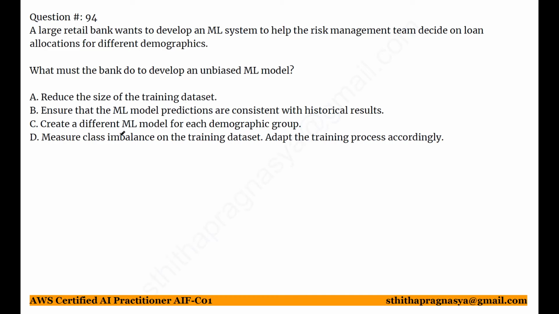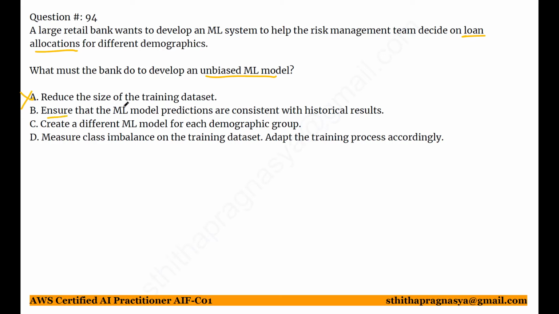The question here asks what a retail bank should do to develop an unbiased ML model to assist with loan allocation decisions for different demographics. Reducing the size of the training dataset would lead to less data for the model to learn from, potentially degrading its performance. This does not directly address bias and might even worsen it due to insufficient representation of minority groups. So this is not the correct answer, as it does not help reduce bias and may harm model performance.